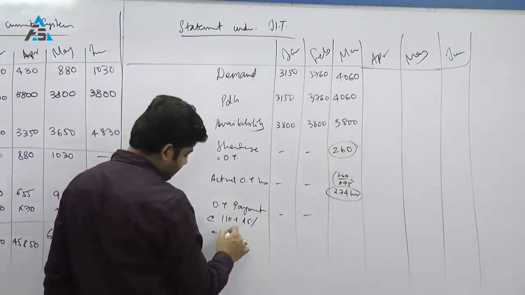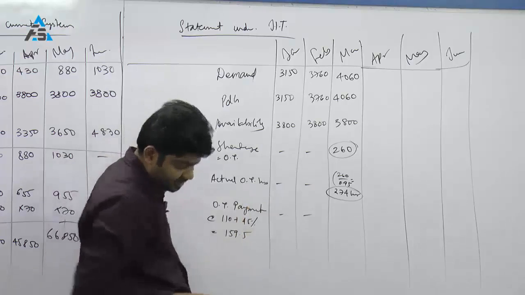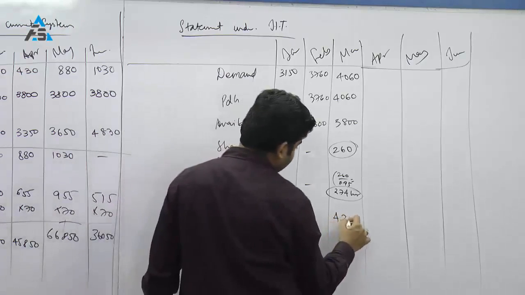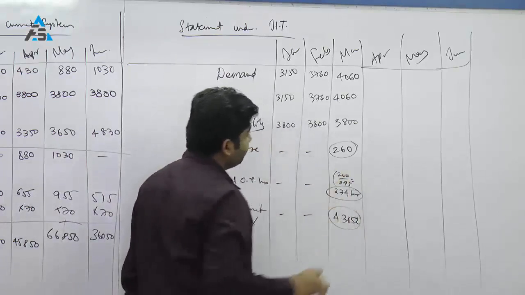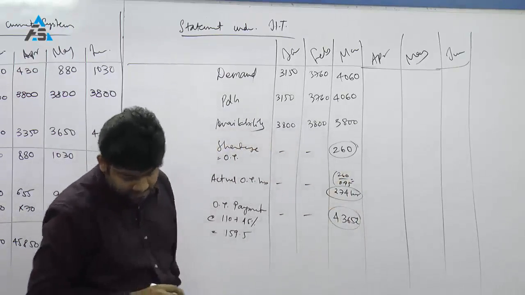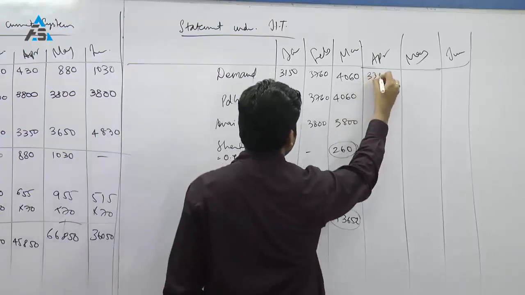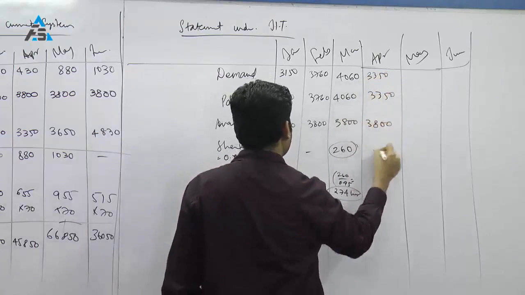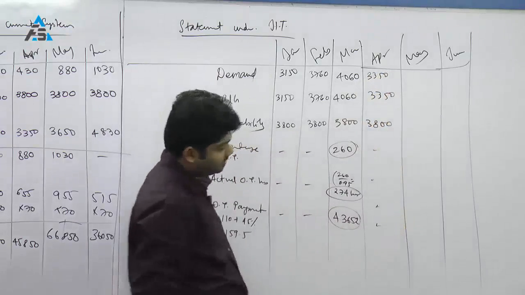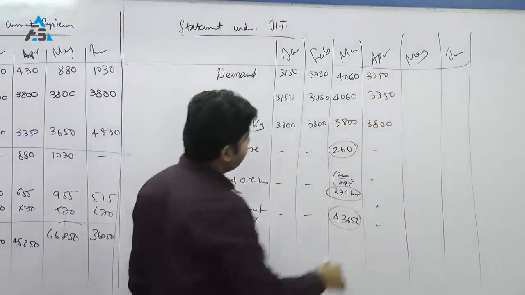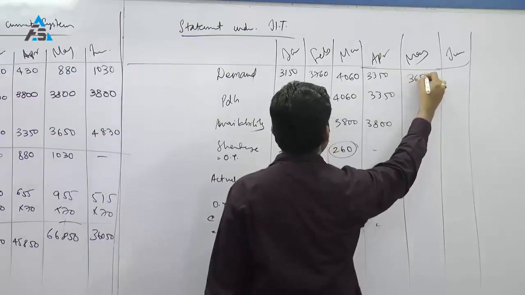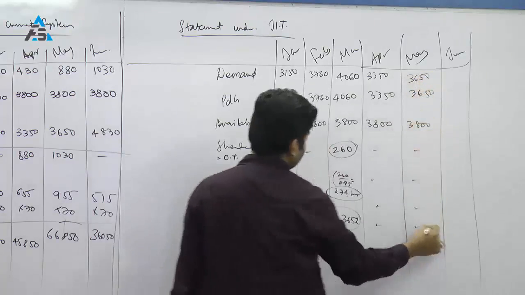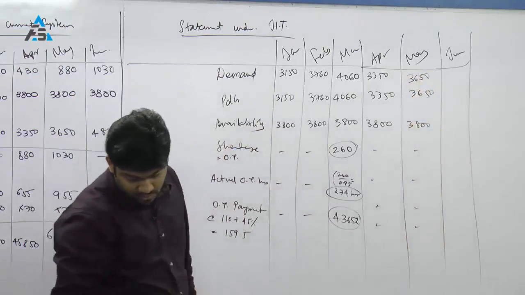110 plus 45%, at 159.5 per hour, into 274 is what I will do. It works out to 43,652. I will continue the process. In April 3350 is needed, so I have 3800 with me for 3350. No tension. In May 3650, I will order 3650, I have 3800. No tension. And lastly in June, a huge amount is required.